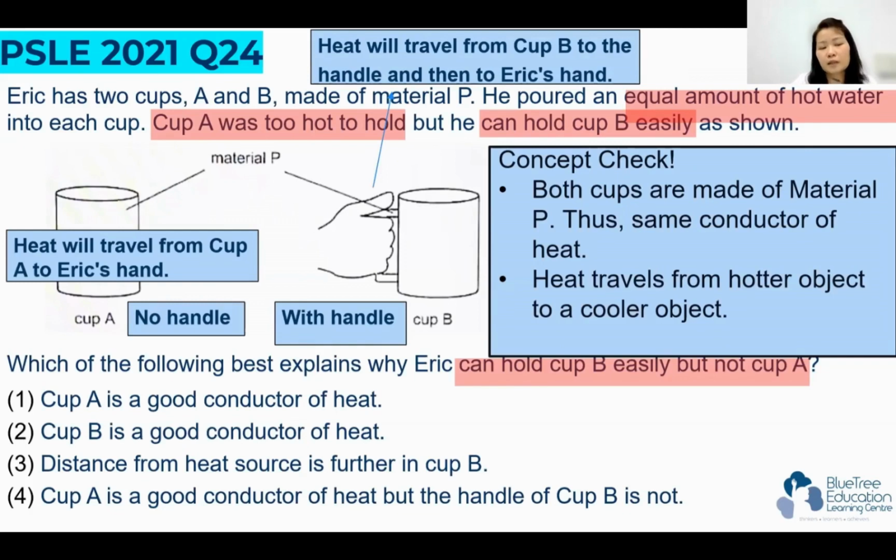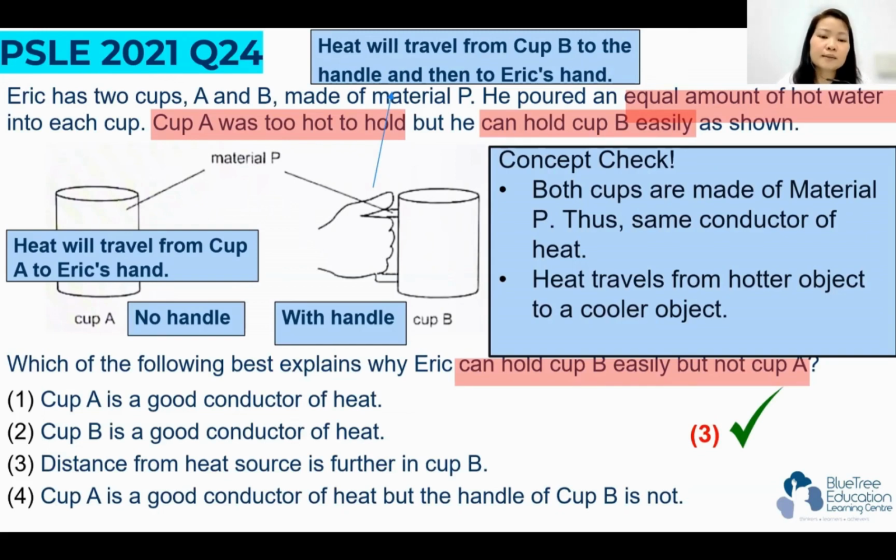So if you take a look at the 4 options, 1, 2, 3, 4, what do you think is the answer? Wow, some of you have actually answered. Some say 4, some say 3. Of course, nobody says 1 and 2 so far. Now the answer is 3.